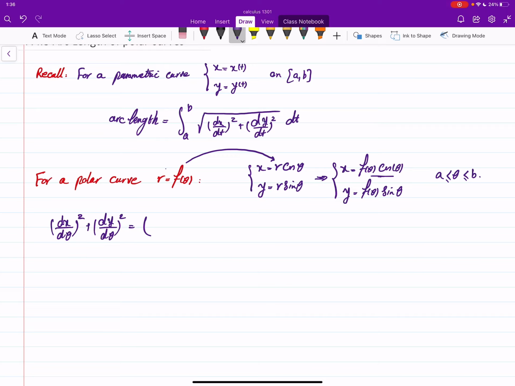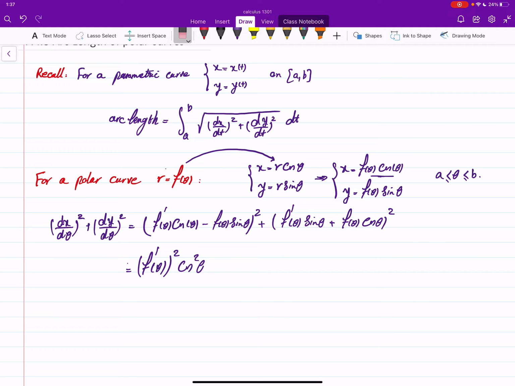Derivative of x with respect to theta. Use product rule. Derivative of cosine is negative sine, and that's the derivative of x. Derivative of y with respect to theta is going to be f prime theta sine theta plus f theta. Derivative of sine is just cosine theta. Let us expand these two terms. So the first one is going to be f prime theta squared cosine squared minus 2 times the first one times second one. So here I will write f prime times f, and then cosine theta sine theta. And then the last one squared, which will be f theta squared sine squared theta. That is just expansion of this term.